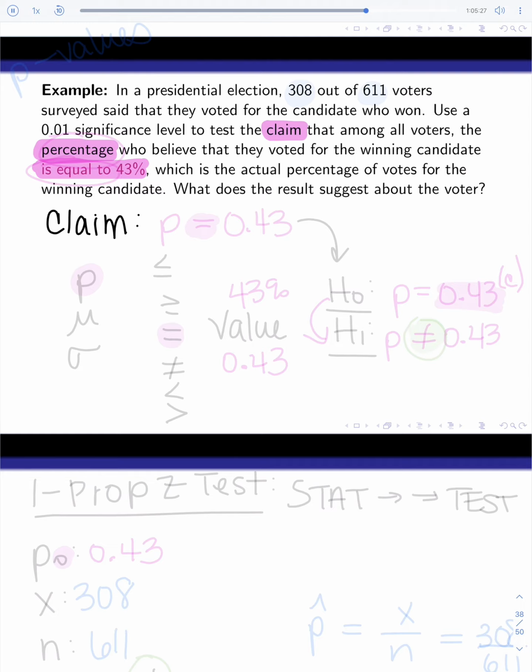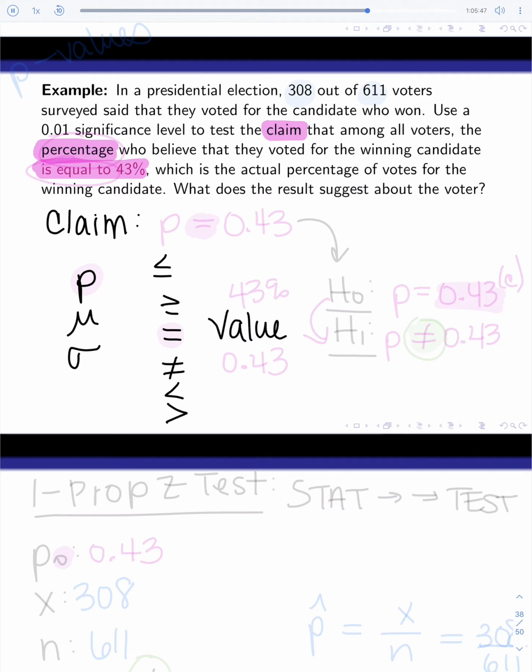So remember, when we're translating our claim, we have to decide whether or not we're dealing with a p, mu, or sigma. What inequality we have: less than or equal to, greater than or equal to, not equal to, less than or greater than, and then what our value is, at least to start.